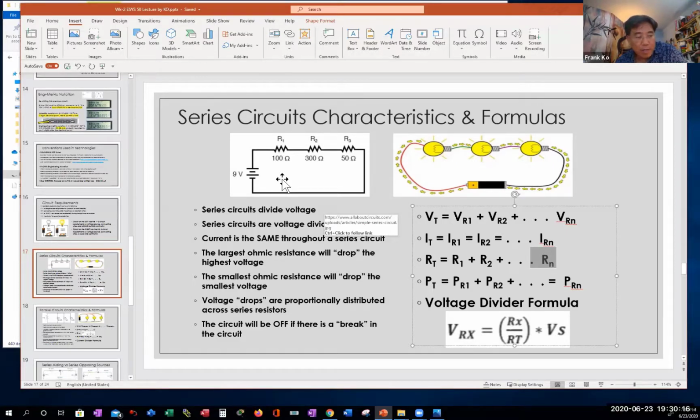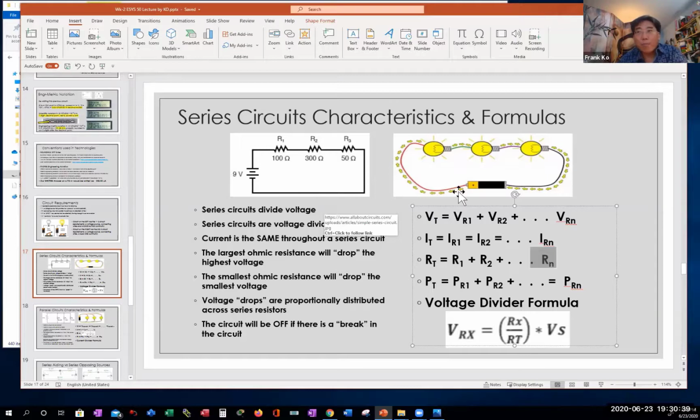Mama's math. Somebody give me a total without using your calculator. 450. Exactly. 450. 450 what? Ohms. Okay, very important. I got to get all of your classmates in tune with saying the appropriate electrical term. So it's not just 450, it's 450 ohms.